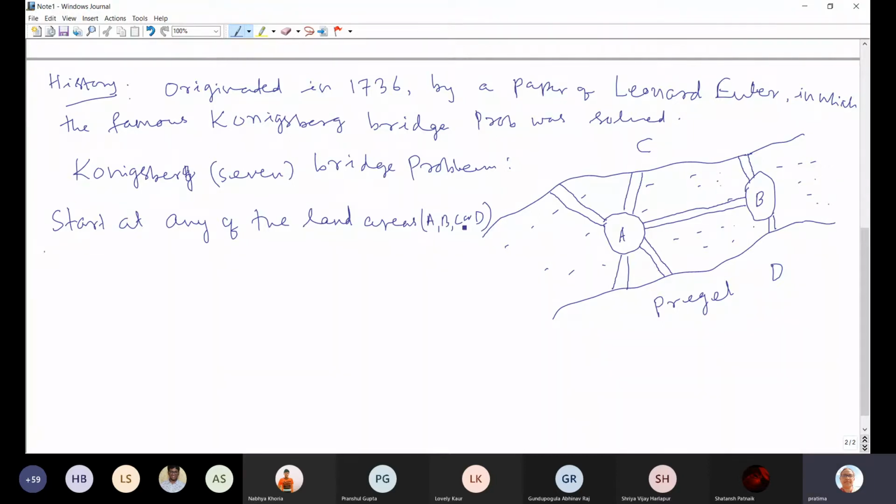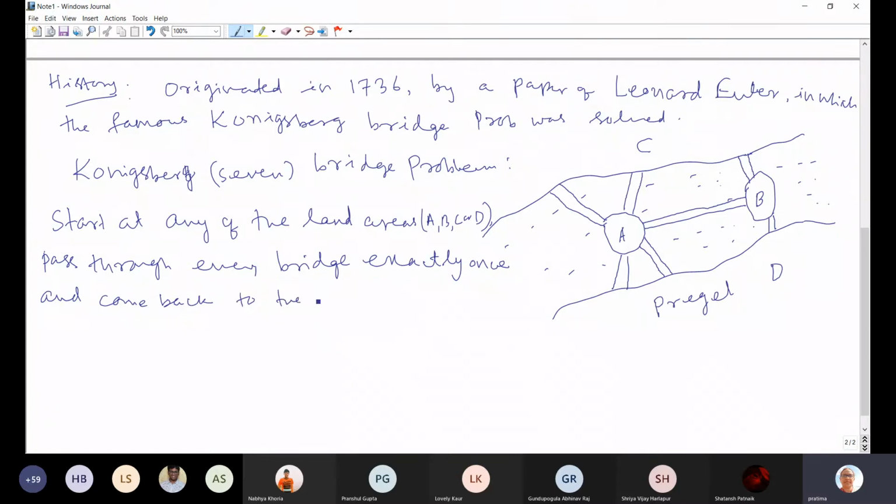Start at any of the land areas. Pass through every bridge exactly once and come back to your place of origin. So this is the puzzle.